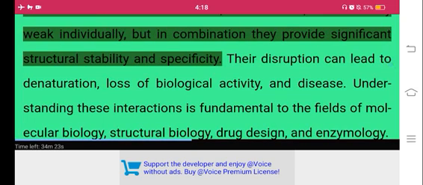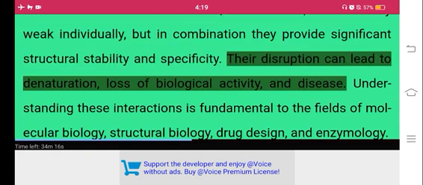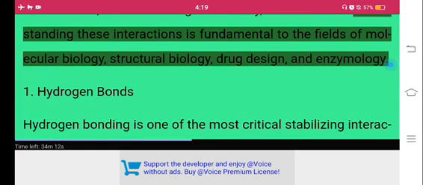These interactions are reversible, non-covalent, and relatively weak individually, but in combination they provide significant structural stability and specificity. Their disruption can lead to denaturation, loss of biological activity, and disease. Understanding these interactions is fundamental to the fields of molecular biology, structural biology, drug design, and enzymology.